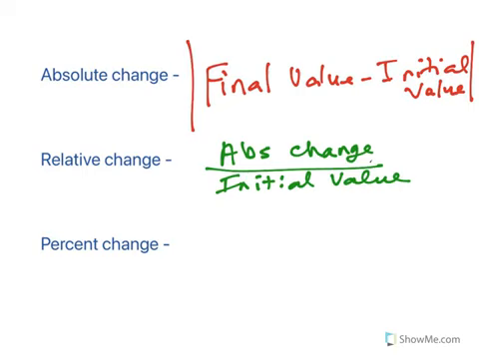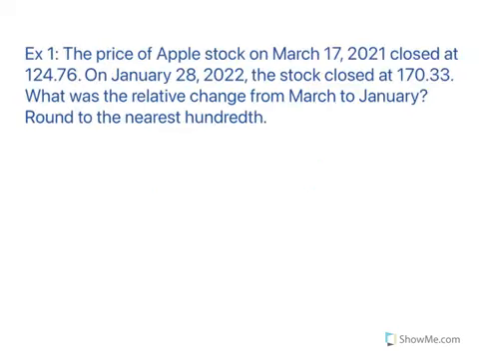Then we go to percent change, and to find the percent change, we take the relative change and multiply by 100, because multiplying by 100 is what changes something to a percent. So that's the progression. There are just three different ways to talk about the change in values. Let's go ahead and do a couple examples.